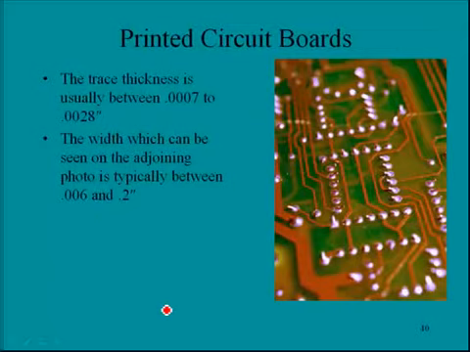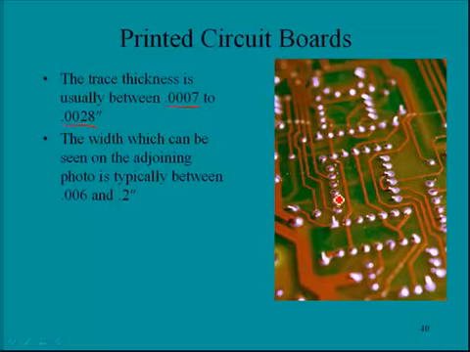Another is printed circuit boards, and earlier in this chapter we had seen this same graphic here, but one of the methods for connecting devices is through these little things we call traces. And remember, we had talked about how traces can be on multiple layers of electronic boards. Now, the thickness of these traces usually is between, we're showing between 0.007 to 0.0028 inches.